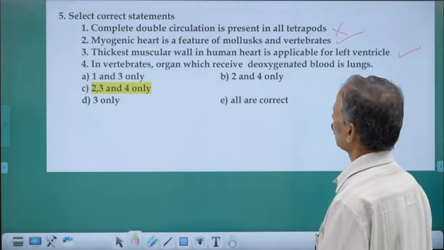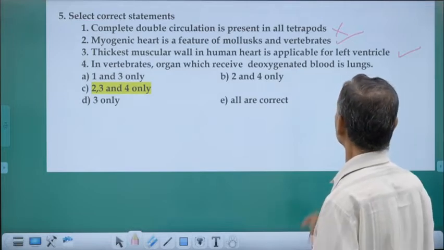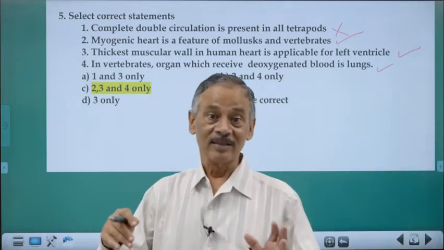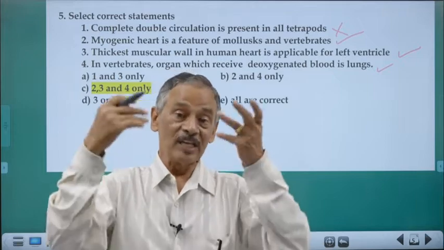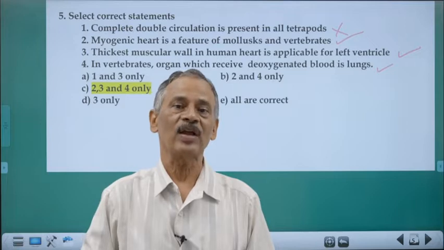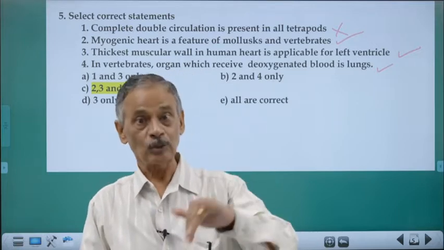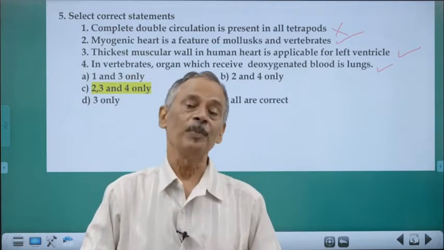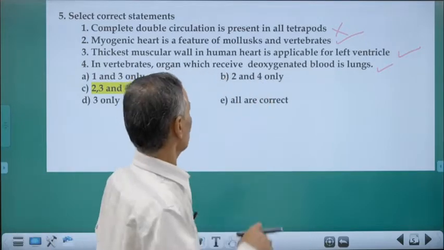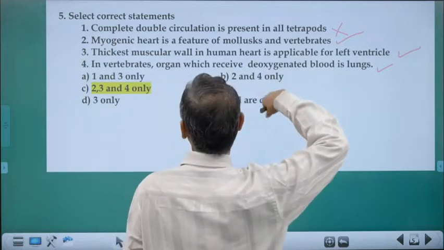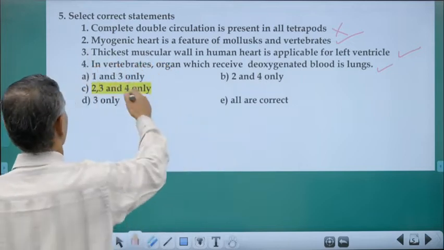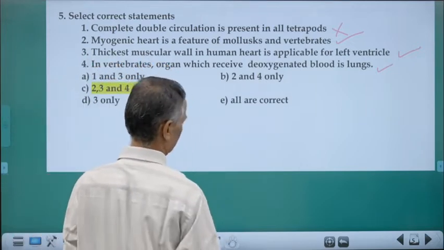In vertebrates, the organ which receives deoxygenated blood is the lungs. See, we are all supplying venous blood to the lungs for oxygenation because lungs are the organs where exchange of gases is taking place. So, blood coming to the lungs will be deoxygenated and going out will be oxygenated. That's a correct statement. So, we are having only one incorrect, 2, 3 and 4 are the correct ones. Okay.